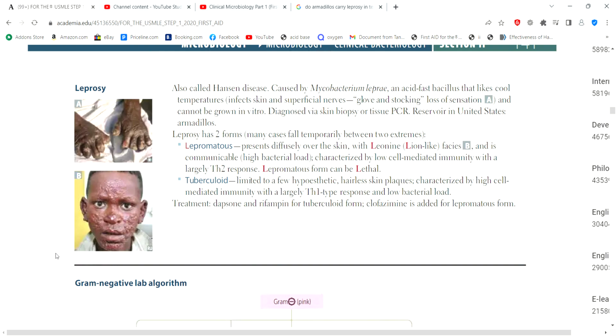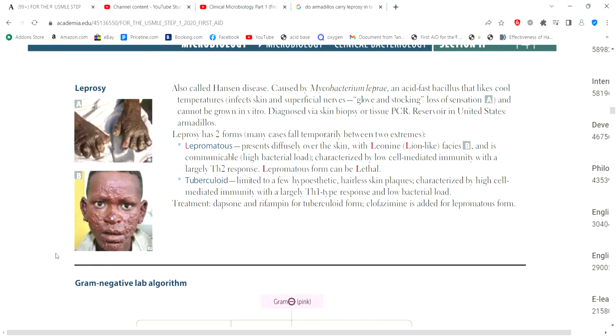And the other one is the tuberculoid one, limited to a few hypoaesthetic hairless skin plaques, characterized by high cell-mediated immunity with a large Th1 response and low bacterial load. Okay, low bacterial load. Treatment is dapsone and rifampin for the tuberculoid form; clofazimine is added for the lepromatous form.